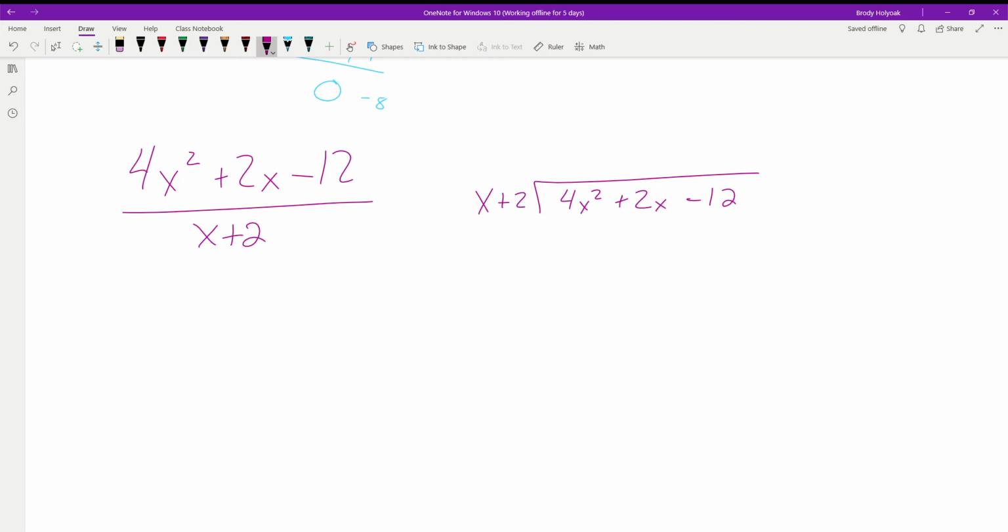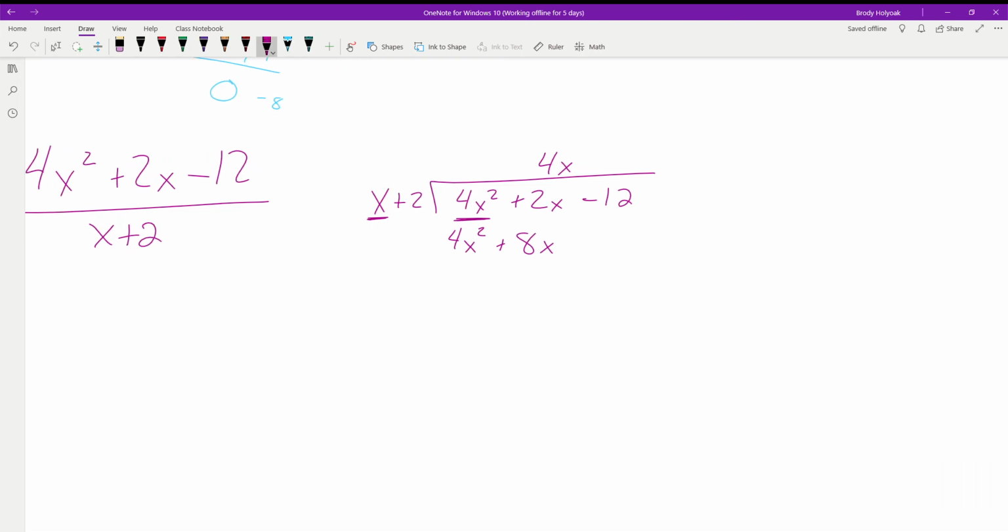So the first thing I need to look at is the largest of these two terms. So I have an x and a 4x squared. What do I need to multiply the x by to get it to equal 4x squared? 4x. So we plug that up in there in our quotient. We multiply the quotient by this. So we get 4x squared plus 8x.